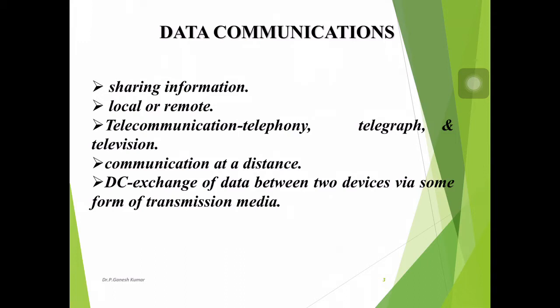These communications are happening over very far distances also. So to exchange data between any two electronic devices, we use some form of transmission media. We know there are two basic types of transmission media we generally use: one is a wired transmission medium, and another is a wireless transmission medium. Each medium has its own characteristics: it will support a different data rate, and it may support a different distance coverage. There are a lot of things in transmission media. This is basically about data communication.